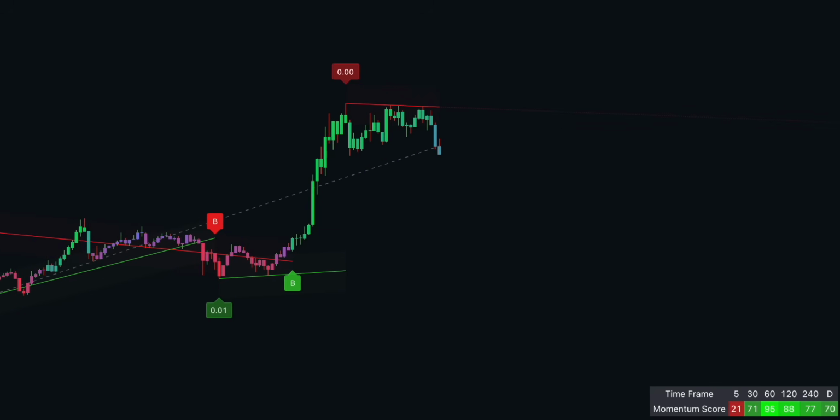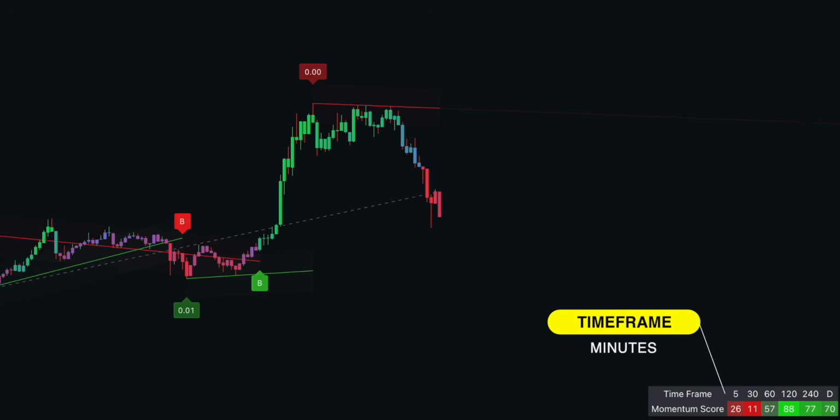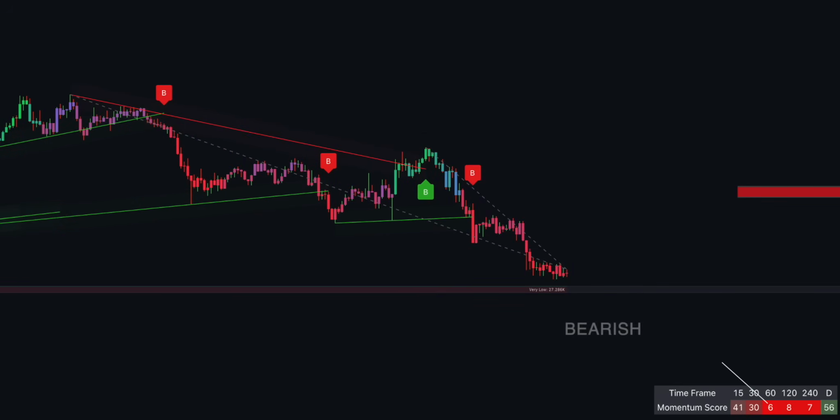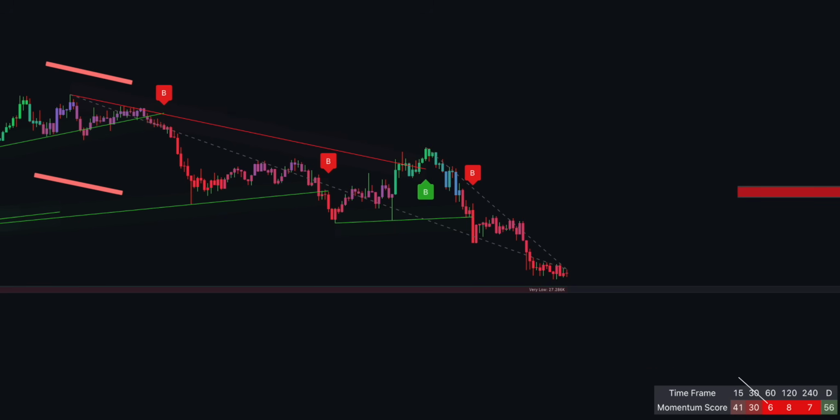The dashboard is organized into columns, each representing a different time frame. These can be customized in the inputs. Each cell within the table displays a momentum score for the corresponding time frame. This score ranges from 1 to 99. A score between 1 and 40 indicates that the asset is experiencing bearish momentum in the specified time frame, indicating downward price movement. Lower scores within this range signify stronger bearish momentum.